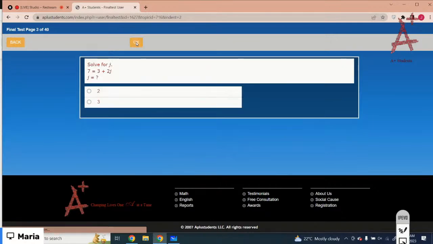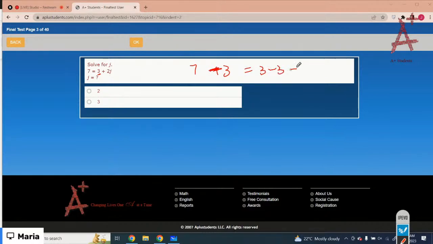Okay, the next one is solve for j. You have to solve this equation for j. So first let's just isolate the variable. That means move that 3 to the other side. Got it? So opposite to addition is subtraction. Subtract 3 from both sides. Got it? So 3 minus 3 is 0 and 7 minus 3 is 4. 4 equals 2j.